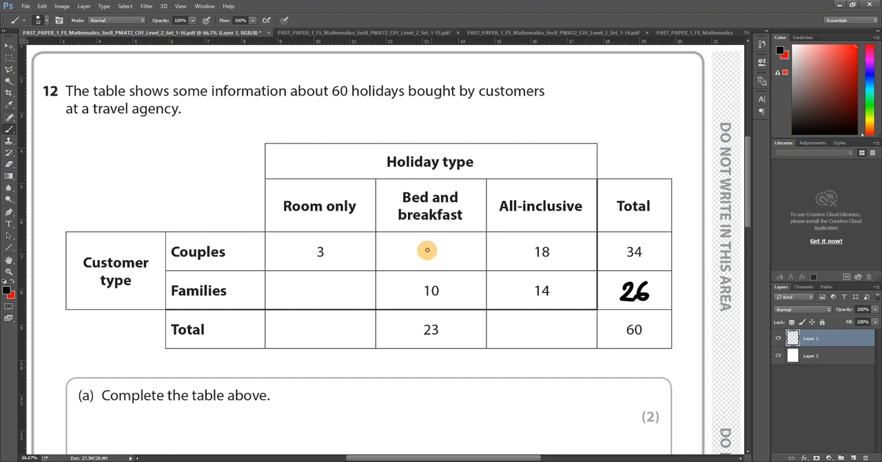Next, I would probably do this one, and I can go this way or I can go across. So that's going to be 13 when you do 23 take away 10. Or I could have done 34 take away 18 3, and you should be left with 13 going that way. Now I can do this one going this way. So let's do 26 take away 10 take away 14. That leaves me with 2. Add these two together, gives me 5. Add these two together gives me 32. Yeah, and let's just double check, if I add these three together, I should get 60, and I do. So you get 2 marks for doing that.